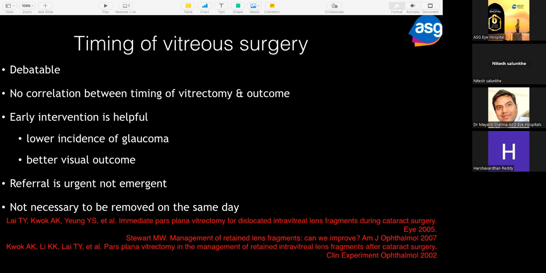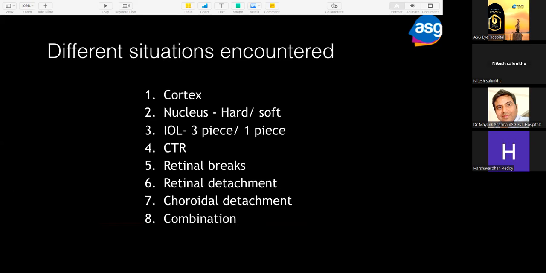But again, there are other things that you need to assess. If there's corneal edema, it's better to wait for the edema to subside, because good visualization is obviously always important for safe surgery. So I think the decision is for the surgeon to make. And as we already discussed, it's not an emergency. There's no need to absolutely do it on the same day. Like I said, if the cornea is edematous and the view is not good, it's always better to wait for that to clear out and then go ahead.